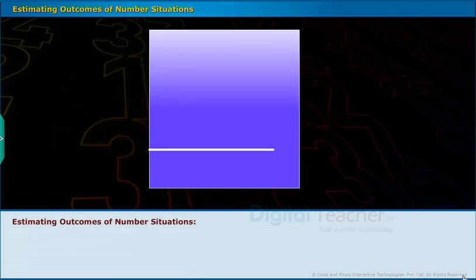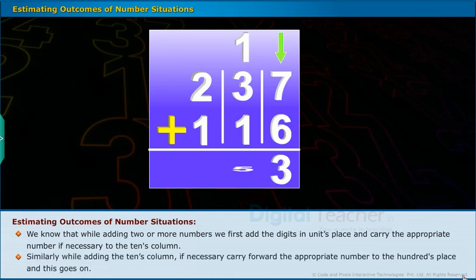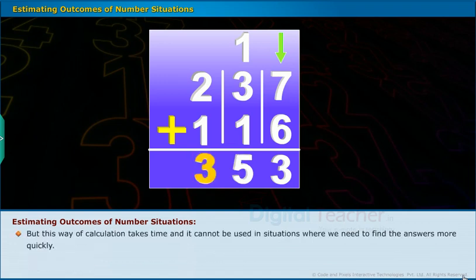Let us estimate the outcomes of situations based on numbers. We know that while adding two or more numbers, we first add the digits in the units place and carry the appropriate number, if necessary, to the tens column. Similarly, while adding the tens column, if necessary, carry forward the appropriate number to the hundreds place, and this goes on. But this way of calculation takes time and it cannot be used in situations where we need to find the answers more quickly.